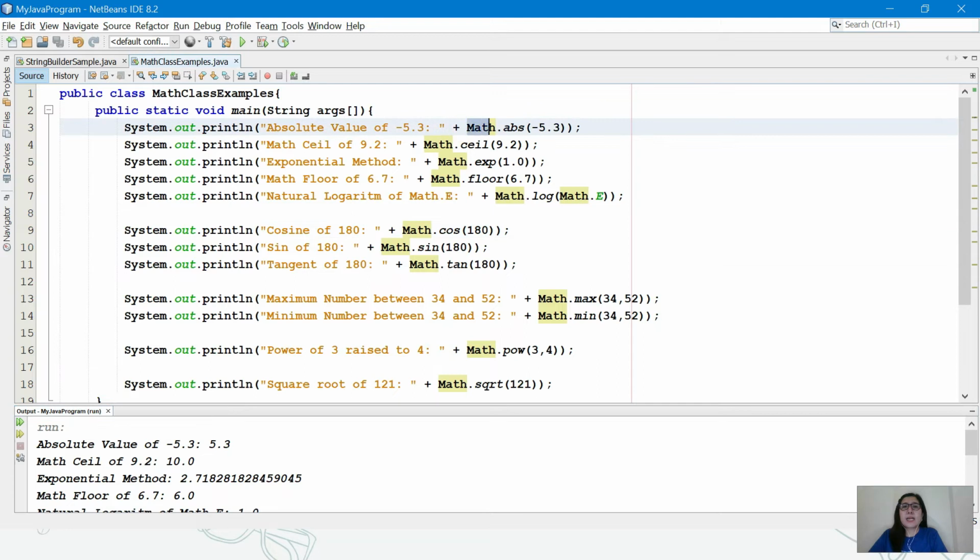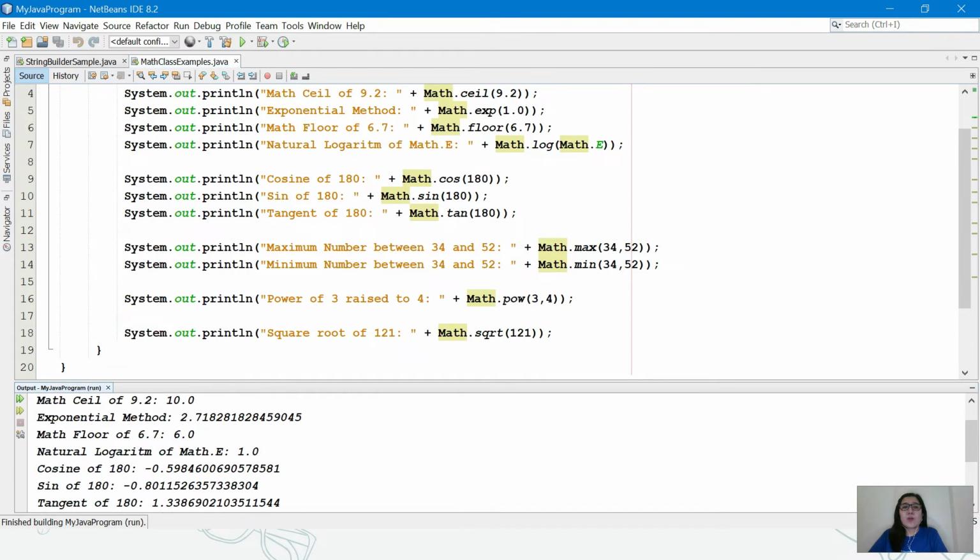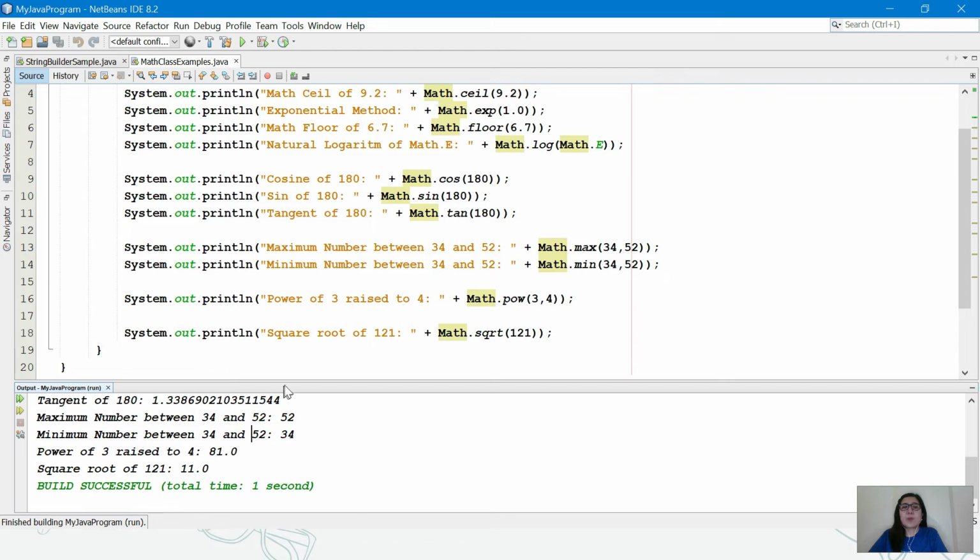So, how do we apply it? We just use Math dot the method. Okay, so in this example, we have the absolute value, the Math ceil, the exponential method, the Math floor, the natural logarithm, the cosine of 180, sine and tangent, the maximum and minimum number of 34 and 52, the power of 3 raised to 4, and the square root of 121. If we run this, these will be the values. So, this will be the output.